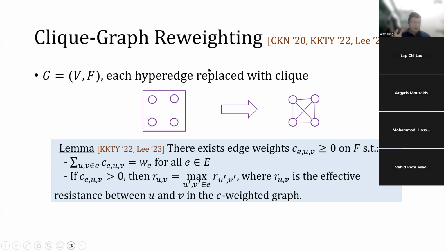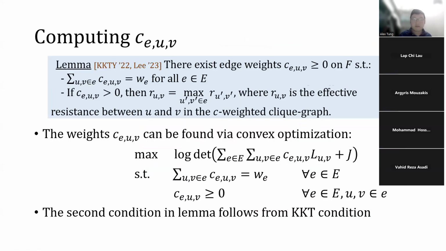This is perhaps a little bit hard to digest, but basically just keep in mind that we find a special set of weights on the clique graph. And the message here is that these weights, which will be useful, can be found using convex optimization.